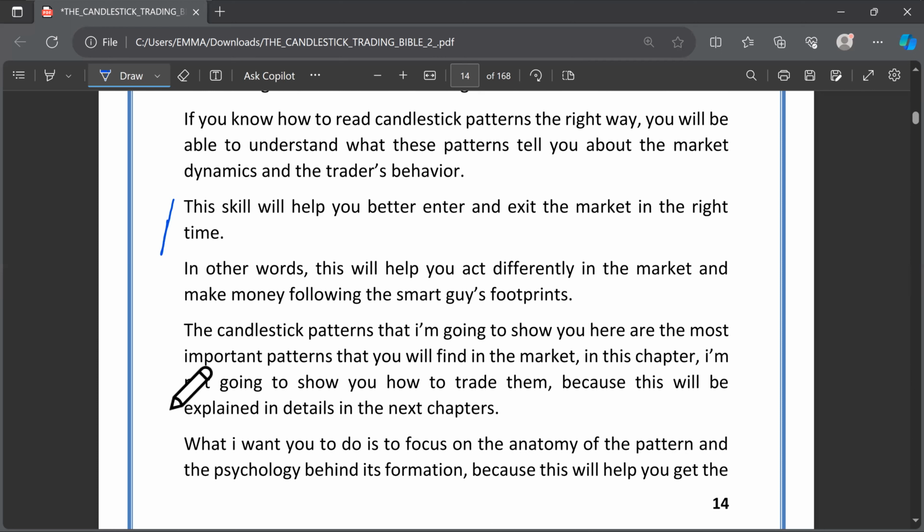When you say the smart guys or the big boys, we are talking about the big institutions, right? The banks, the hedge funds, financial institutions, right? All that. Any financial institution, we call them what? The traders, we call them the big boys.